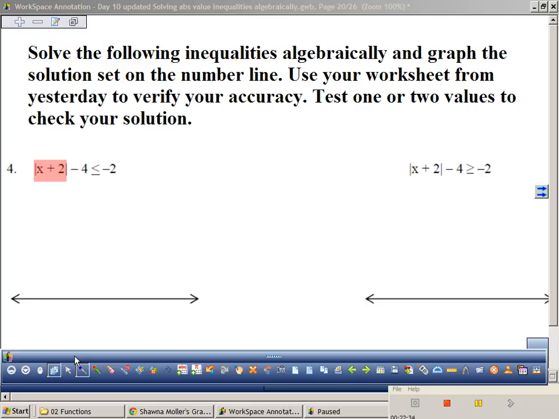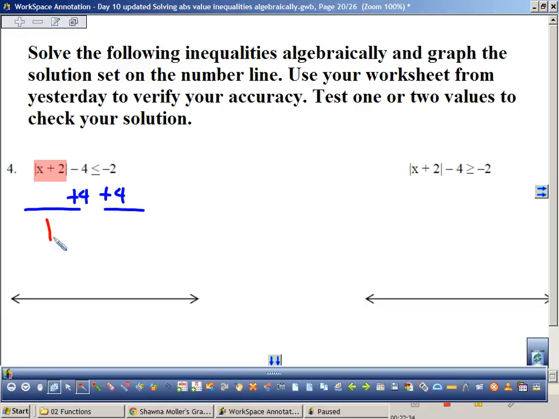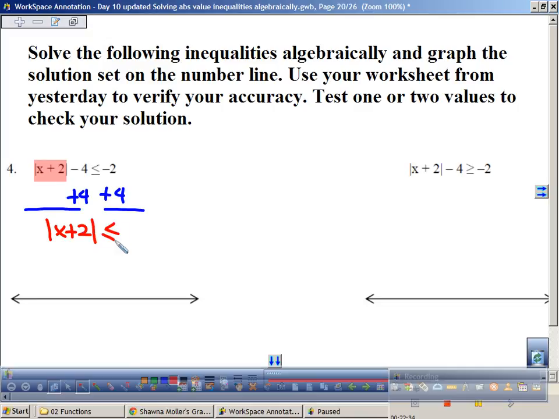Okay, so what I'm going to do is I'm going to add 4 to both sides first, so I can isolate x. Now I've got the absolute value of x plus 2 is less than or equal to positive 4 and negative 2 is positive 2.